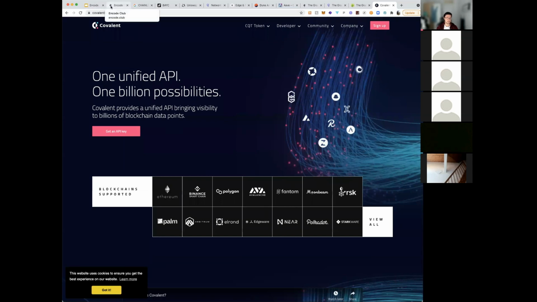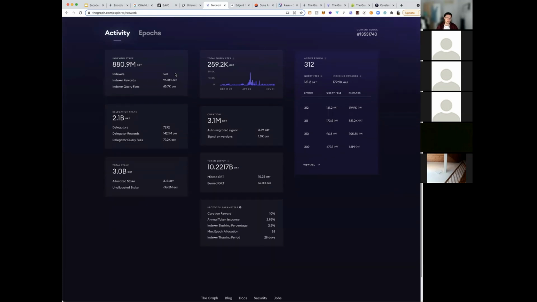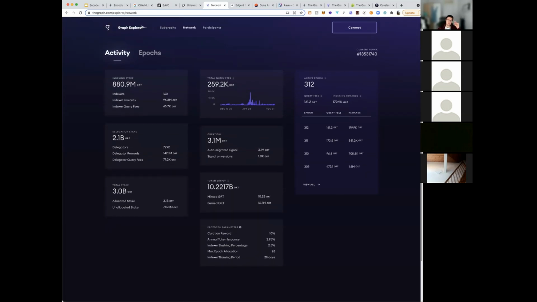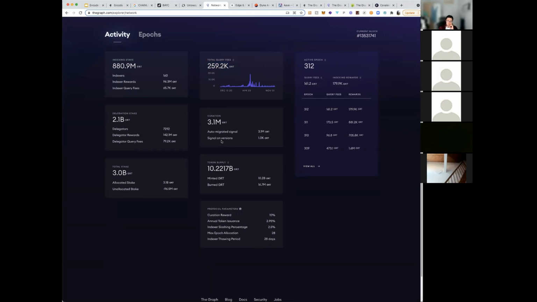So should we have a look at some? People decided to ask about what happens. Let's talk about the Graph Explorer. This is just a look into what's happening for the Graph. I think this gives us a nice overview of everything. This is how much indexing is staked. This is how much delegating is staked. This is how many query fees have been generated, which is in total 259,000 GRT. Let's not go into the economics of, okay, if the fees are only that much, why is the token price X? And in general, we can see a lot of cool things.